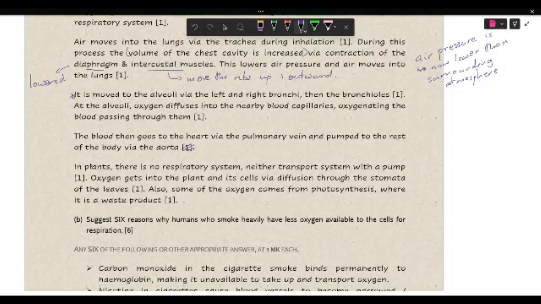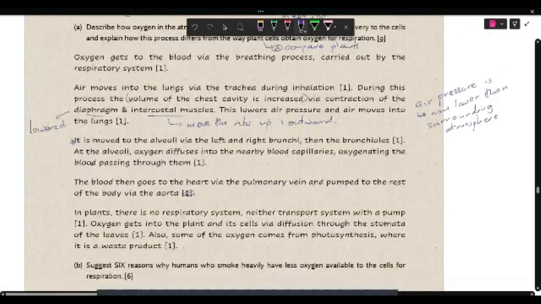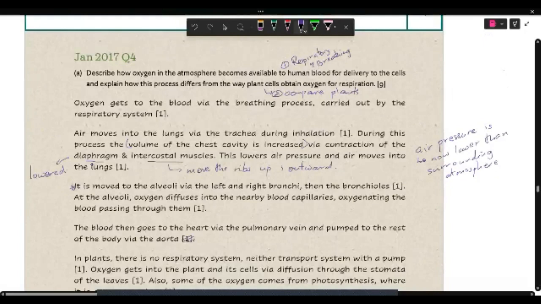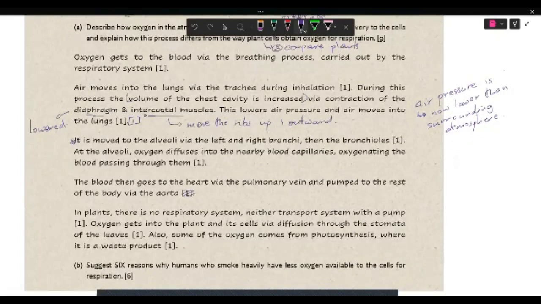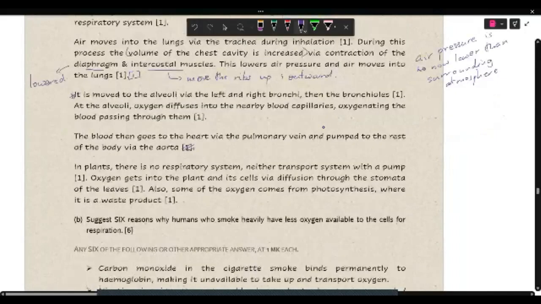So now that we've covered what's happening here, in fact, because I took that mark off, I would add a mark here to talk about the diaphragm and intercostal muscles that you mentioned, both of them, and that you mentioned the detail of the diaphragm being lowered and the ribs moving up and outward. That would be that additional mark, right?